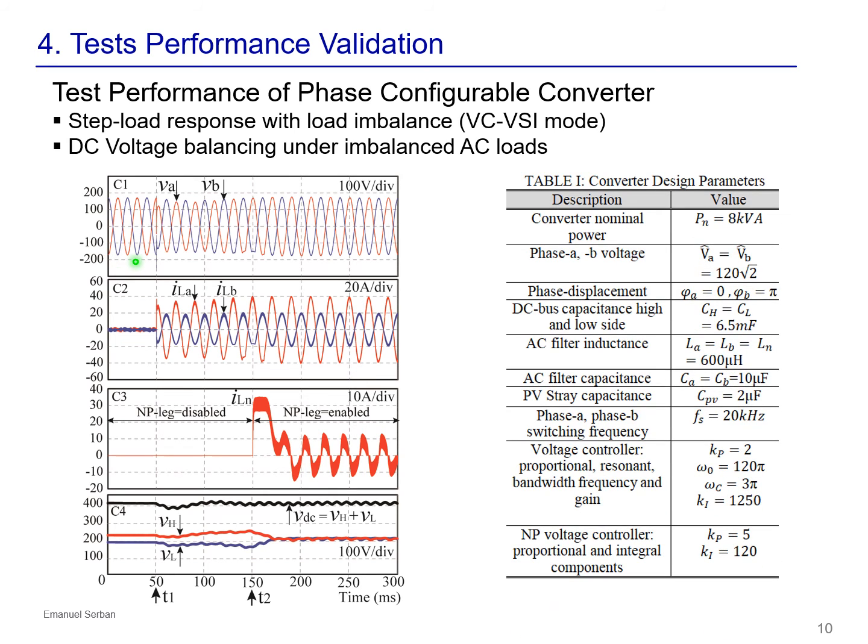The converter design parameters are given in the following table, with an 8 kW nominal power converter with the phase voltages VA and VB having a phase displacement of 180 degrees out of phase.